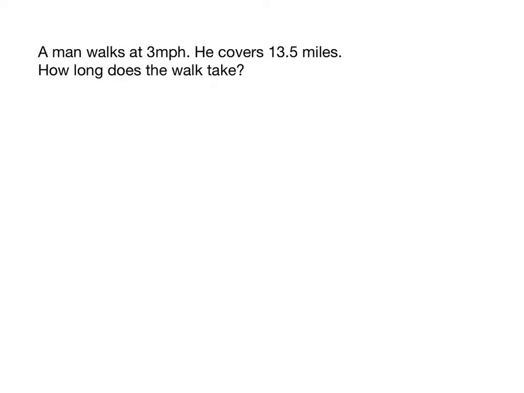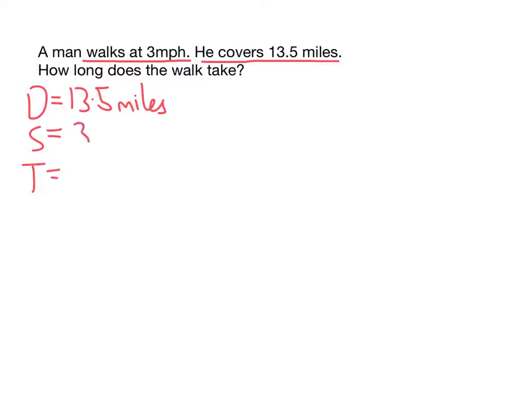In this video, we're going to calculate time using the formula distance equals speed times time. First thing I want to write down is what information we have. Okay, so the distance, we know he covered 13.5 miles. We also know how fast he walked, which is 3 miles an hour, so we know his speed. But we are asked to work out its time.